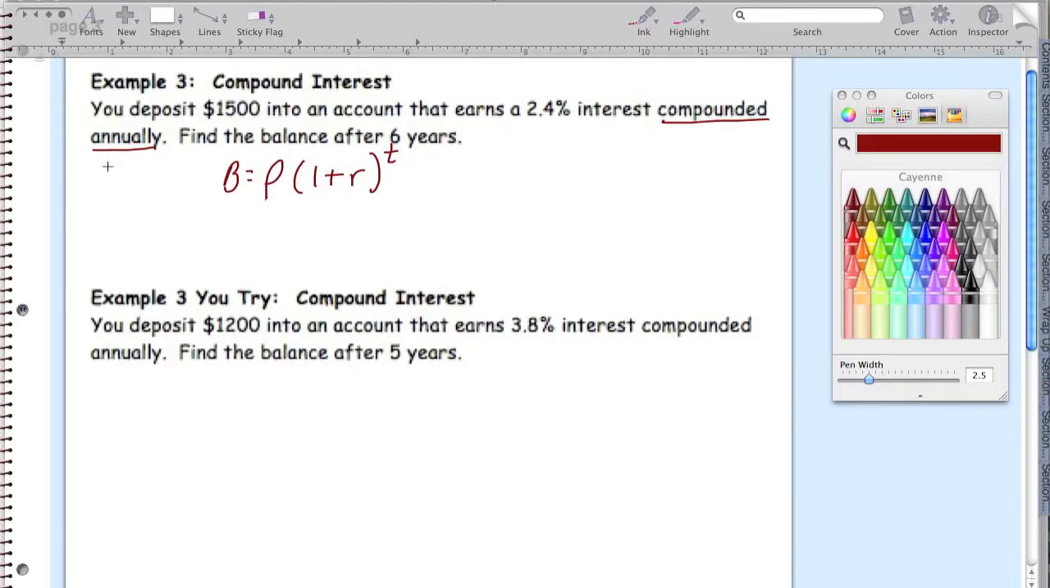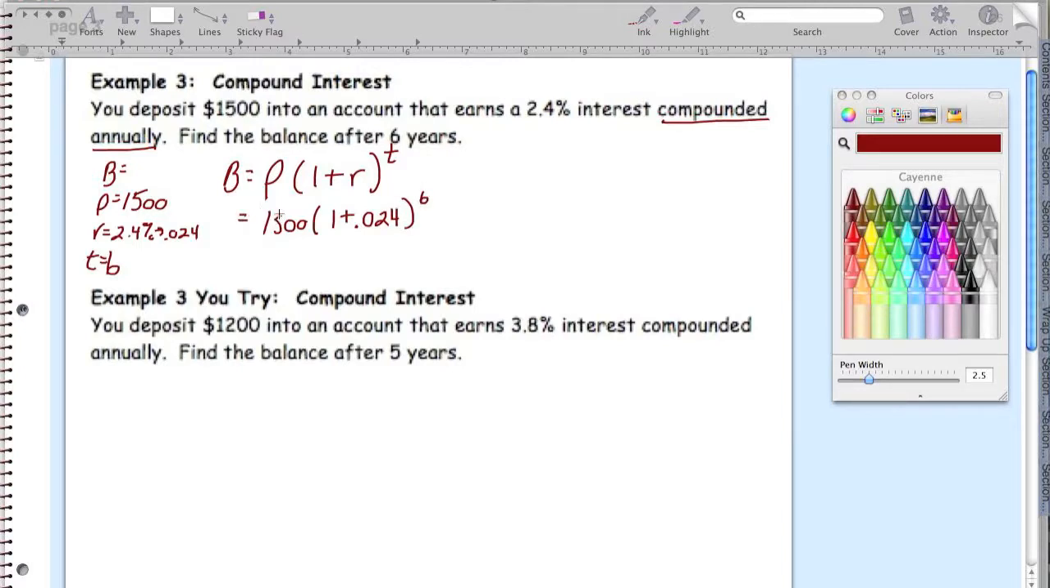We want to make sure we go ahead and label our variables. Balance, we don't know. We do know principal is $1,500. Rate is 2.4%, which is 0.024. And time is 6 years. So I can substitute them in. 1,500 times 1 plus my rate is 0.024, and my time is 6.